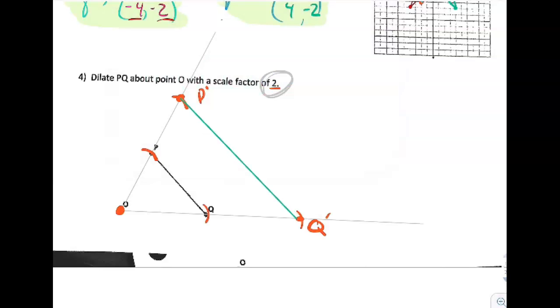Set up your straight edge, and there is P prime, Q prime, twice as big. But remember, if you ever wanted to do half, you would do your perpendicular bisectors on both sides, and that's how you would find half of something, if it asked you for half.